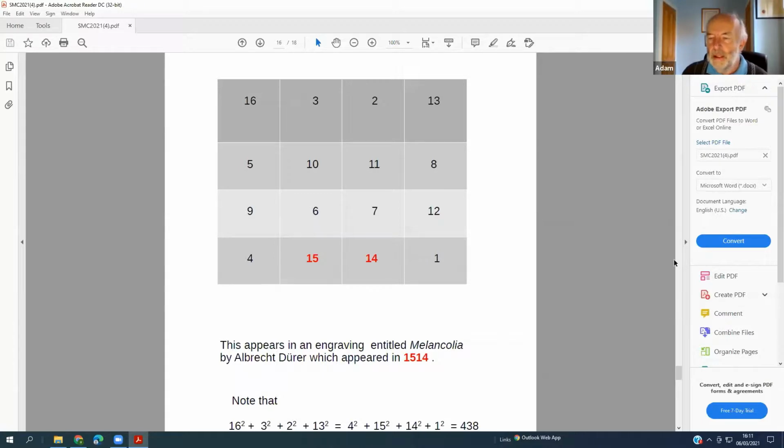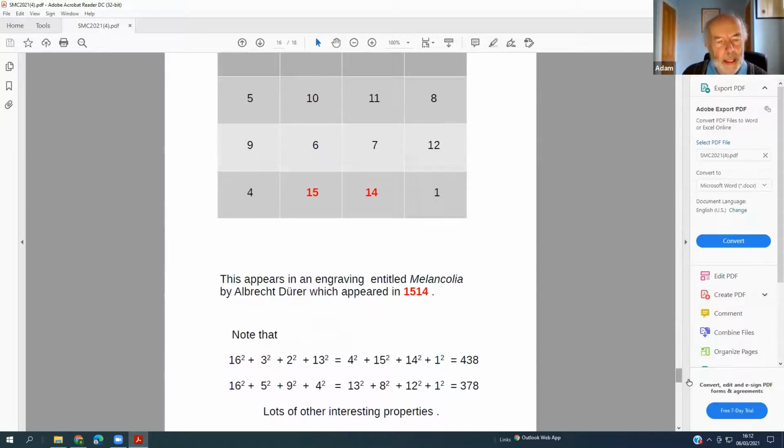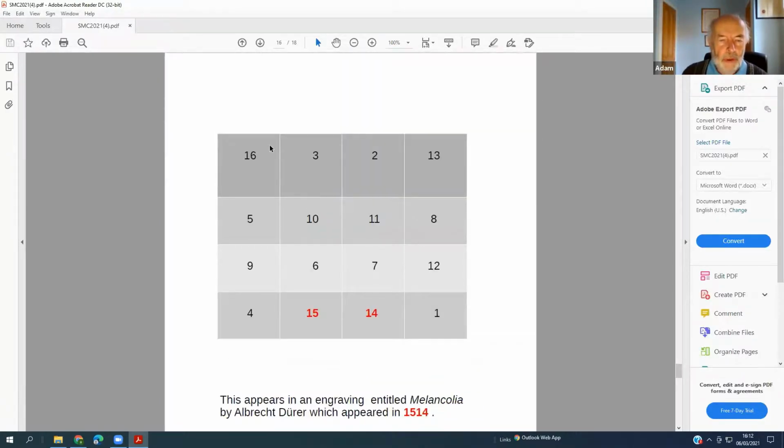So I think in terms of beauty and joy forever, this takes some beating. I mentioned that there are some things that carry over from the 3 by 3 case. For example, if you take the first row and the final row, and do the sum of squares, because 16 squared plus 3 squared plus 2 squared plus 13 squared is in fact equal to 4 squared plus 15 squared plus 14 squared plus 1 squared.